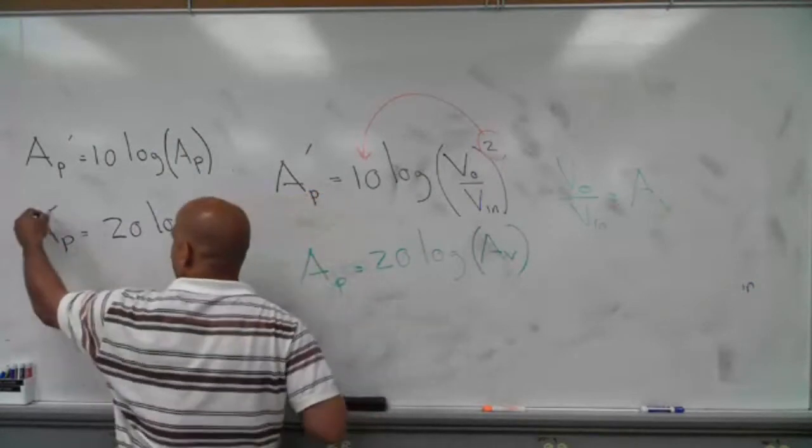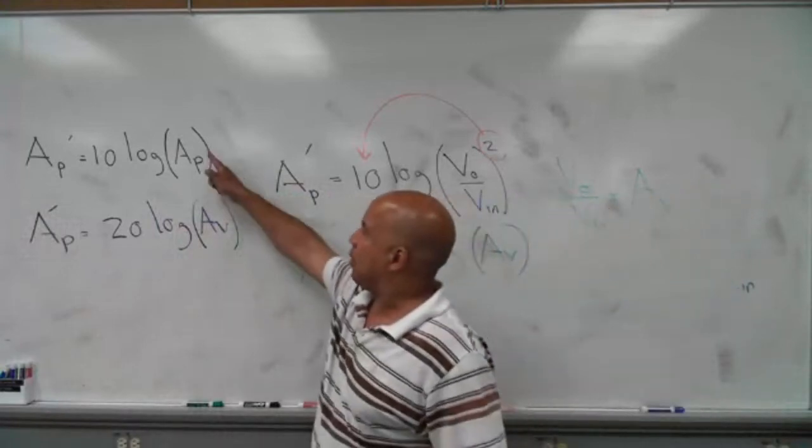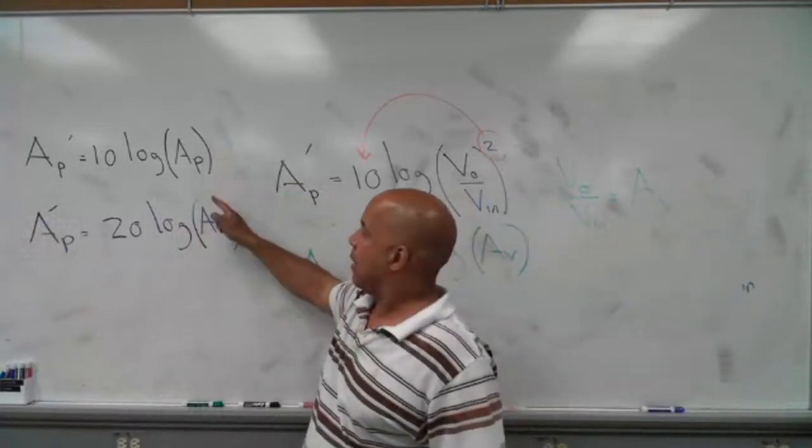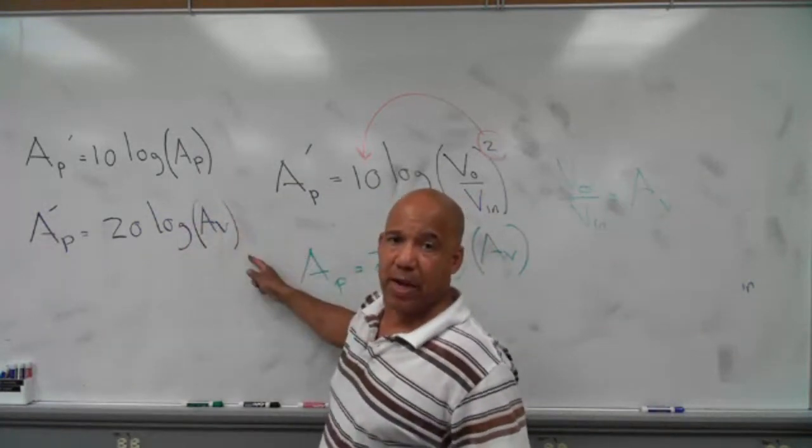And that's a decimal gain. So I can get the decimal power gain if I know P out and P in. I can get the decimal power gain if I know V out and V in, the regular voltage gain.